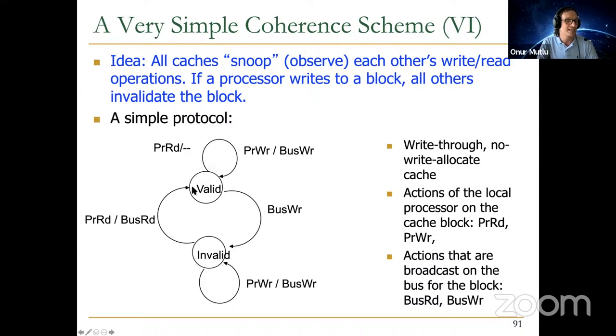Okay, if the block is valid in the cache, and if there's a bus write to a block, meaning that some other processor is writing to that block, each cache independently transitions to the invalid state. They invalidate the block. Okay, so this is a very simple protocol. Existing systems do not use it because it has a lot of disadvantages, but we're not going to go into it. Existing systems actually use more states.